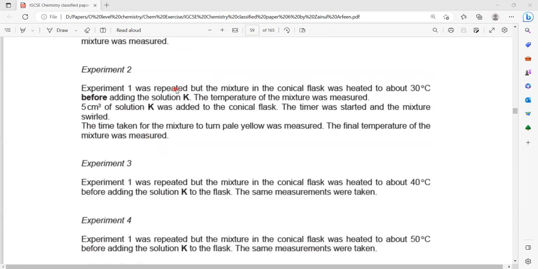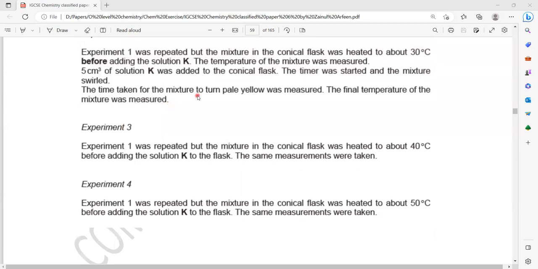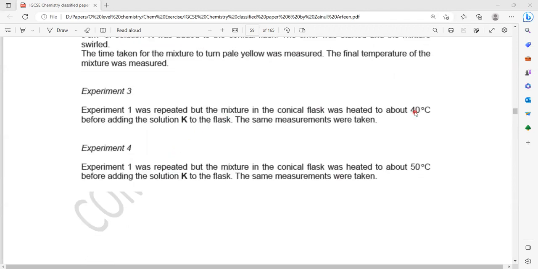Then experiment 1 was repeated, but the mixture in the conical flask was heated to 30. Before adding solution K, the temperature of the mixture was measured. Then 5 cm³ of K was added, the timer was started and the mixture was swirled again. Then the time taken for the mixture to turn light yellow or pale yellow was measured. Then experiment 1 was repeated at 40, and experiment 4 was repeated at 50.